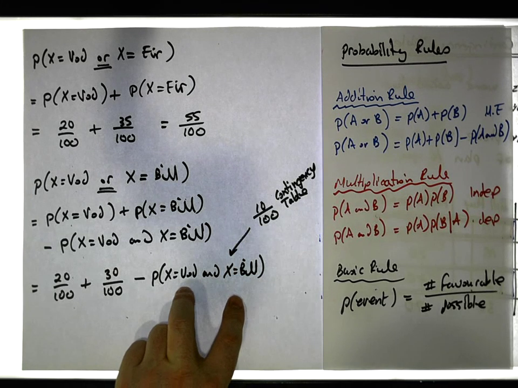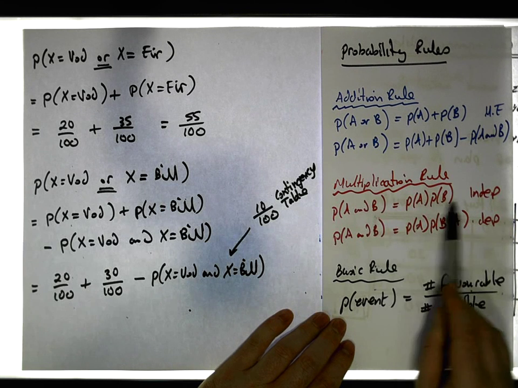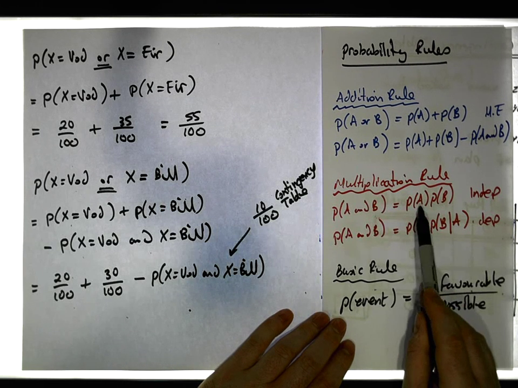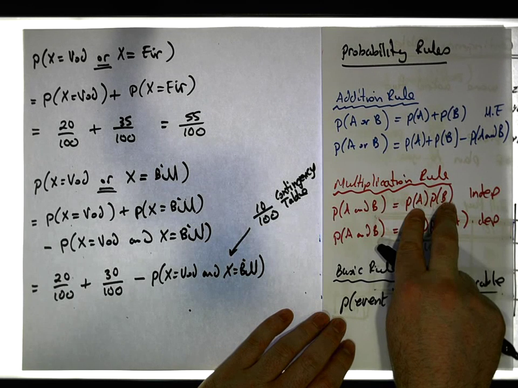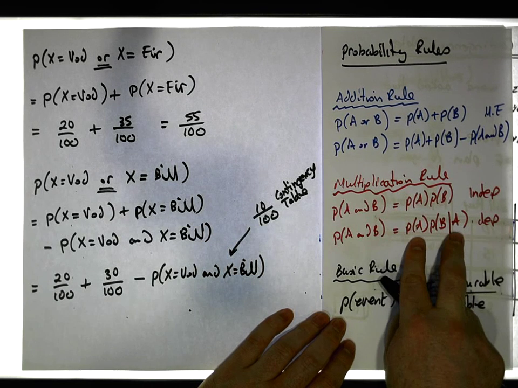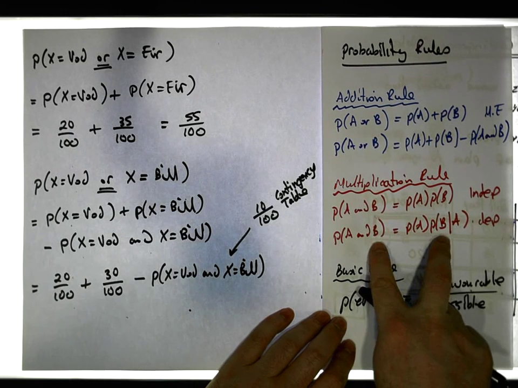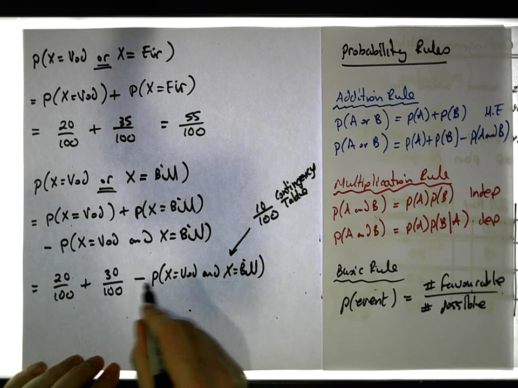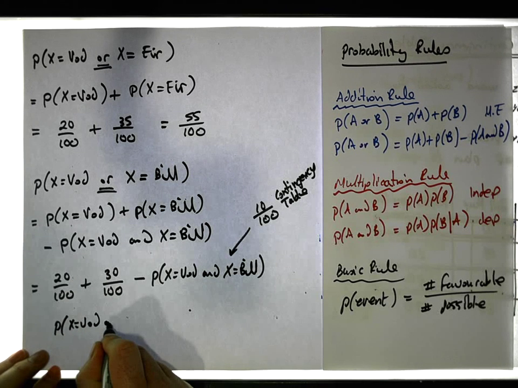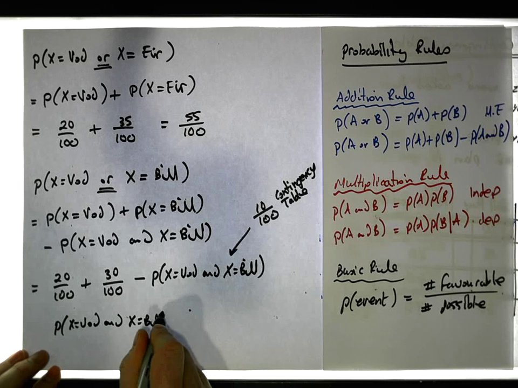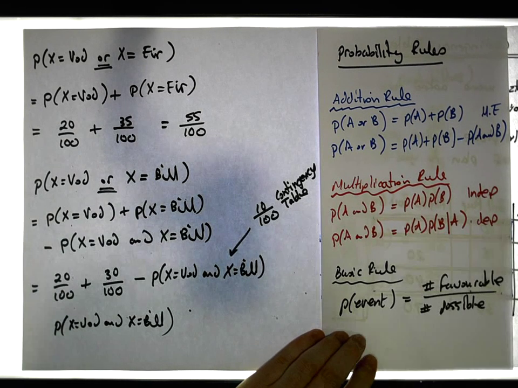The way to do that is to calculate both of these probabilities: the probability of A times the probability of B, which are two marginal probabilities, and then the conditional probability. If they're equal, then we know they're independent. But we'll just use this rule here, so I have the probability of X being Vodafone and X being bill pay, because if they are independent, this rule will reduce down to the independent one, if that makes sense.